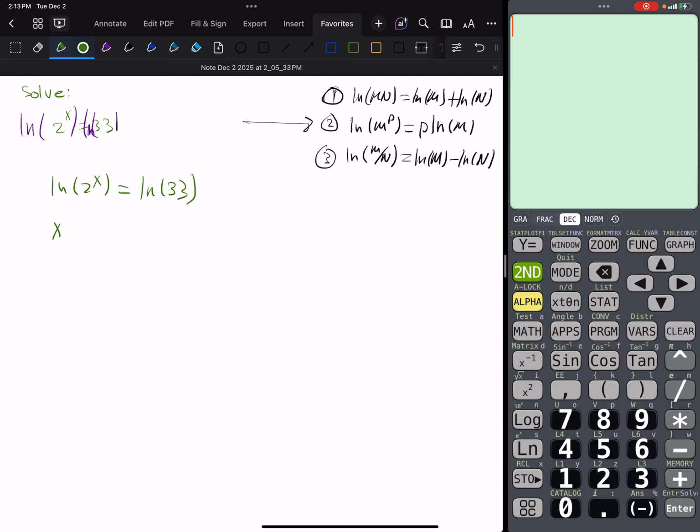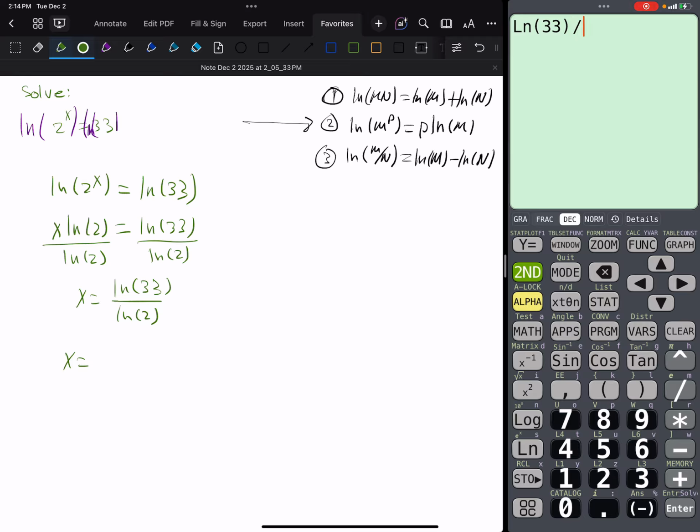And now I'm going to have x ln of 2 equals ln of 33. And now I'm just going to divide both sides by the natural log of 2. I'm going to have x equals the natural log of 33 divided by the natural log of 2. X equals ln 33 divided by ln of 2, and I'll get 5.04 approximately for my value.